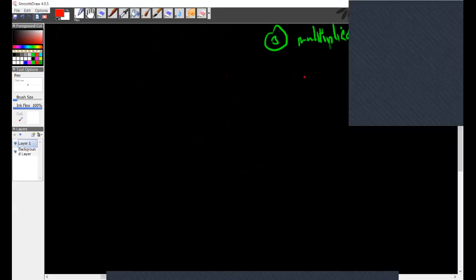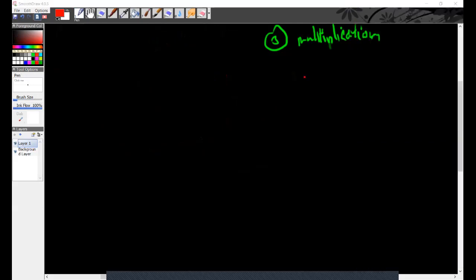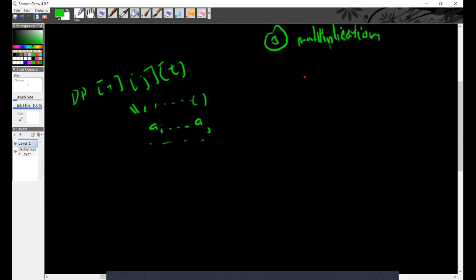Okay, let me quickly do the last one. For the last one, what you want to do is have a DP table that says (i, j, T). This says that using elements from A_i to A_j consecutively, of course, there exists a way to bracket it, a way to form parentheses such that when you do the multiplication, this is equal to T.